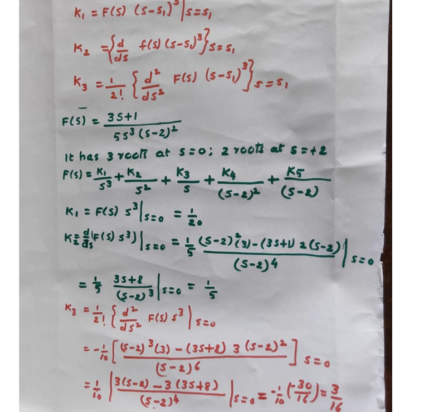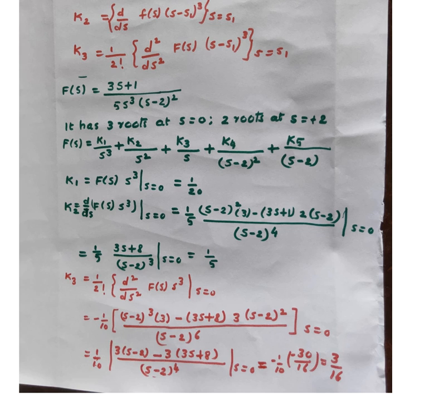Then K3. To get K3, what we should do is, you multiply f of s with s cube, then differentiate it twice, then substitute s is equal to 0, then divide that with factorial 2, then whatever you get, that is nothing but K3 value.